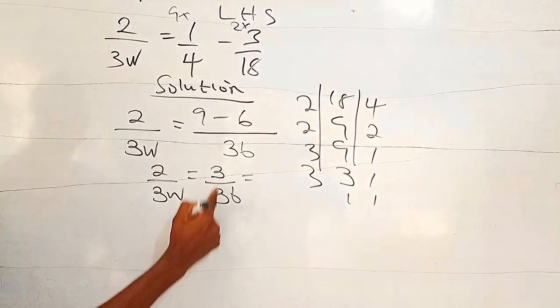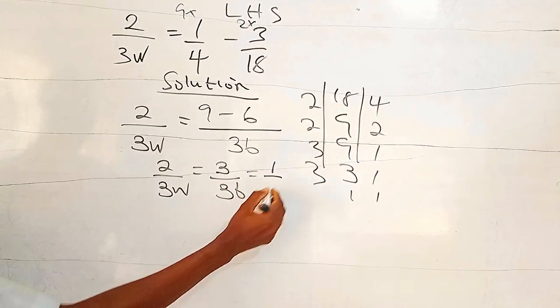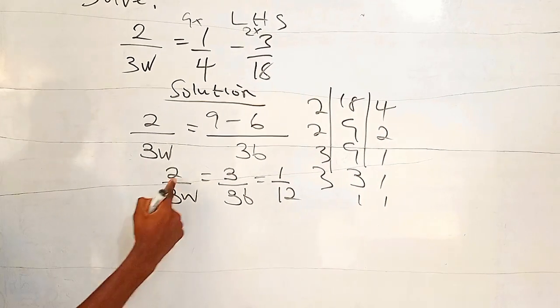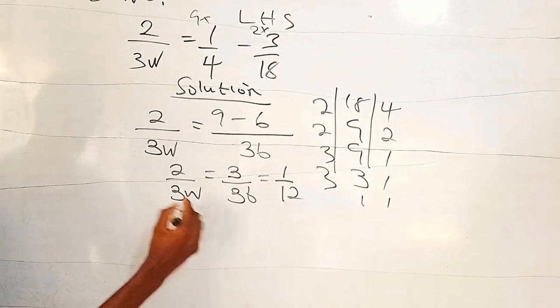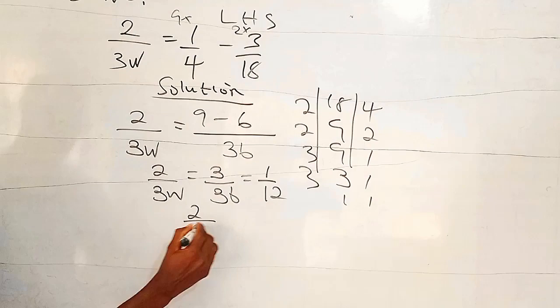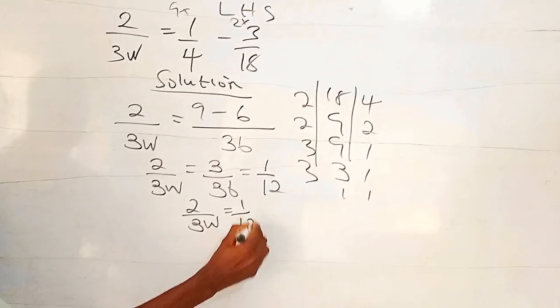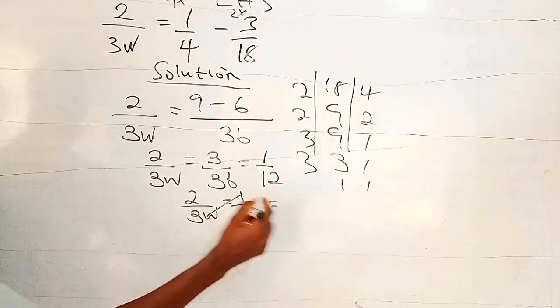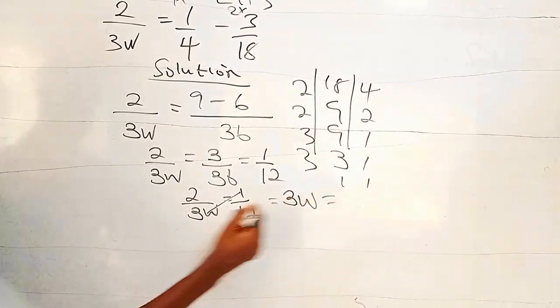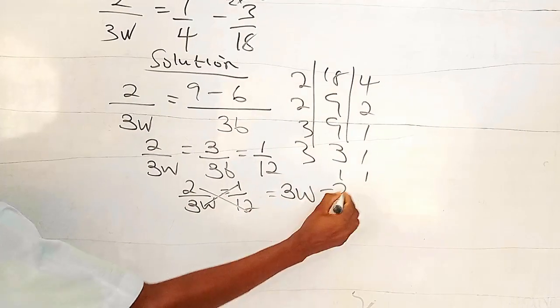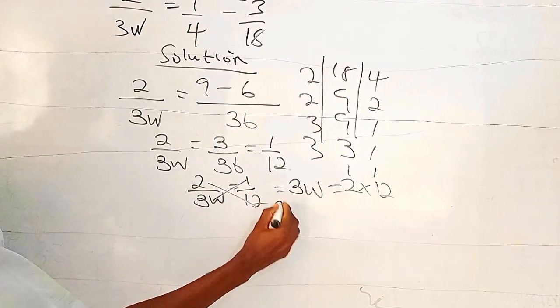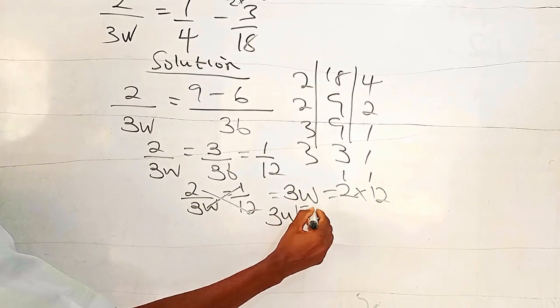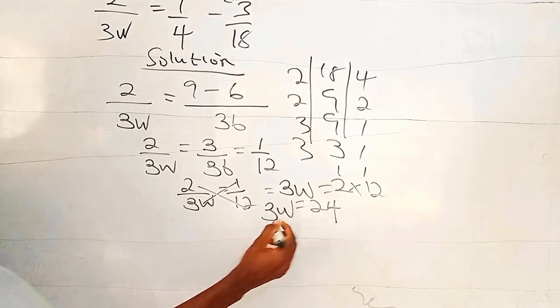You can still simplify this. 3 into 3 is 1, 3 into 36 is 12. Okay, so let us equate this with this. So we have 2 divided by 3w equals 1 over 12. So you can easily cross multiply. 3w times 1 is 3w, equals 2 times 12. So we have 3w equals 24.